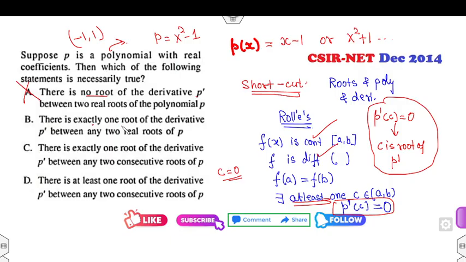Cancel. Exactly one root of the derivative between any two roots. That's not right for any two real roots. Between any two consecutive roots. That option is cancelled. D is my right answer of this problem.